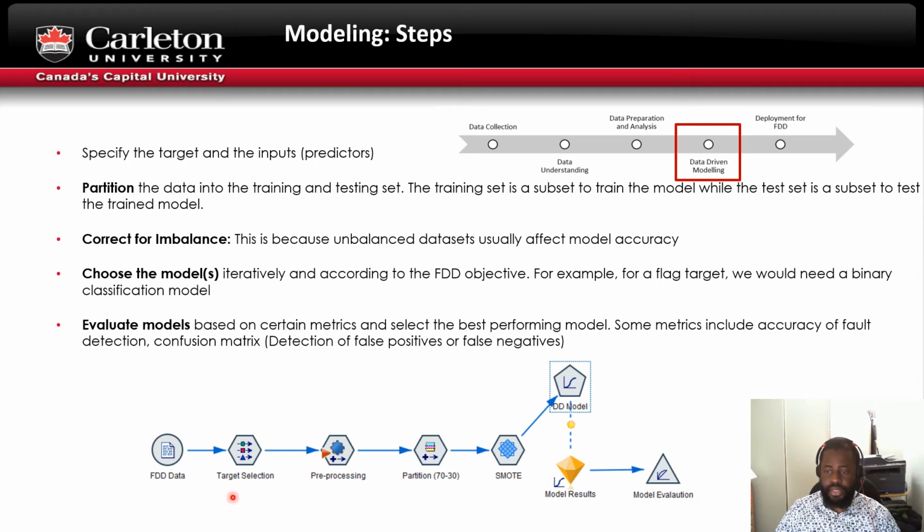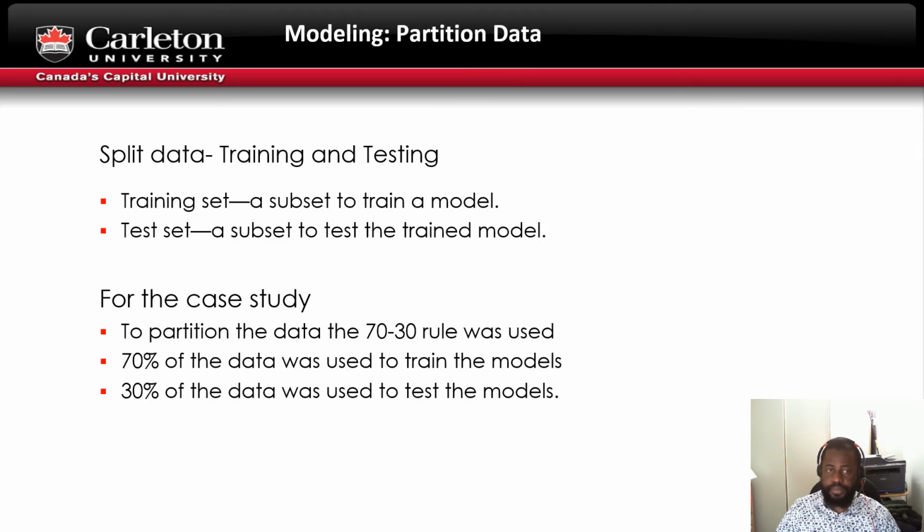This is summarized in this chart below. So we get the fault detection data. We select the target, where we say, okay, this is what we're trying to predict. We do some pre-processing to clean the data. We partition the data into training and testing. This is the technique for correcting imbalance. And then we develop our models. We evaluate the model results, and then we decide on the best models for our objective.